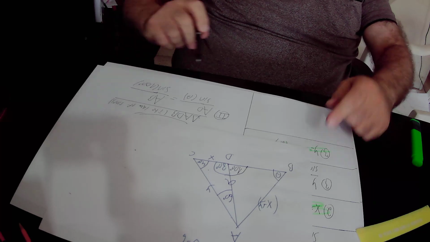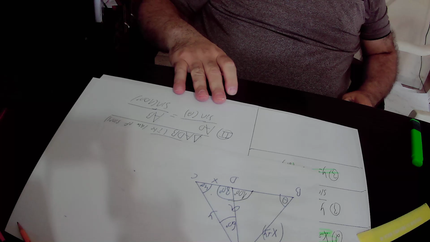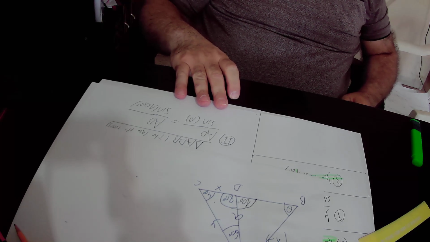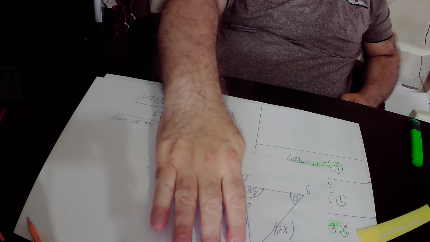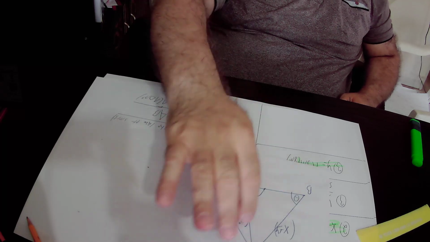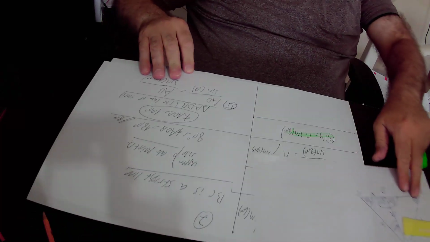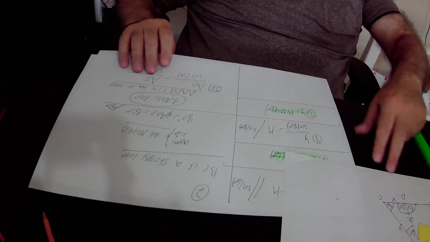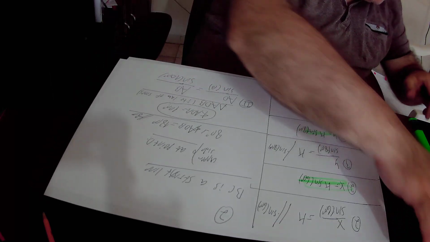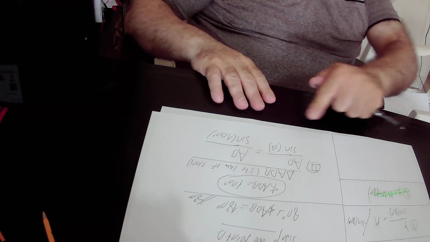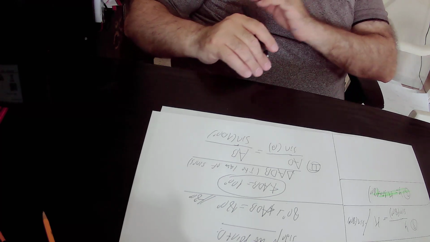I'll repeat again. Equation number 2 is the implementation of the law of sines in this triangle ABD. According to the law of sines, AD over sine theta equals AB over sine 100 degrees. Repeat again here. According to equation number 2, we found out that AD over sine theta equals AB over sine 100 degrees.